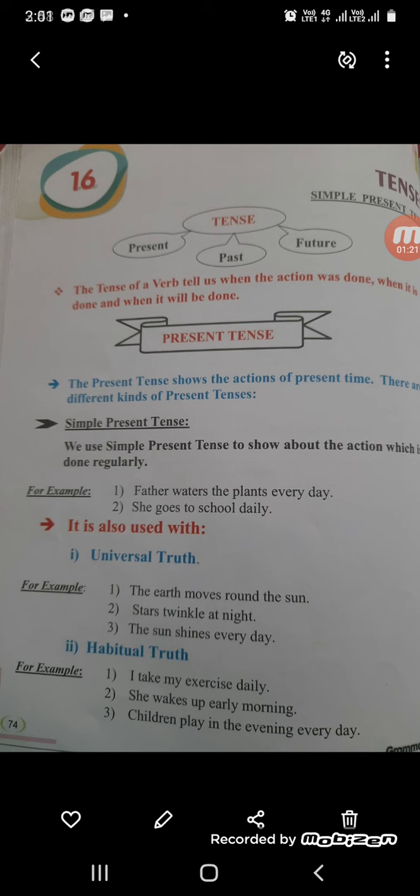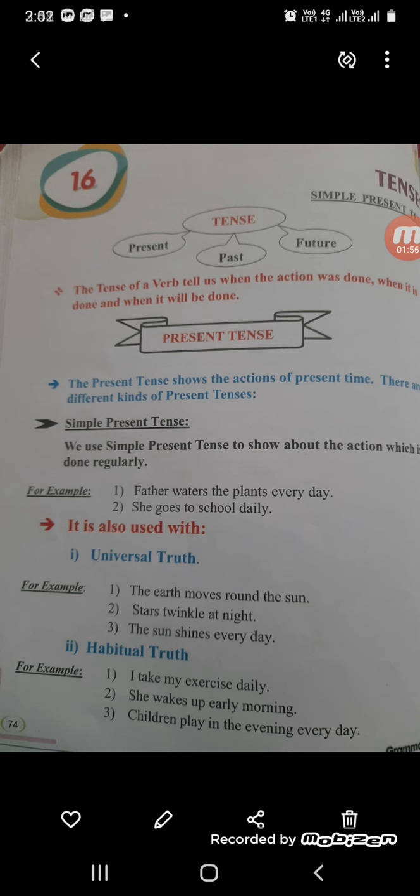Now the present tense shows the time of the action. There are different kinds of present tense. What we are going to do today is the simple present tense. We use simple present tense to talk about an action which is done regularly. Father waters the plant every day. It is also used for universal truth and habitual truth.